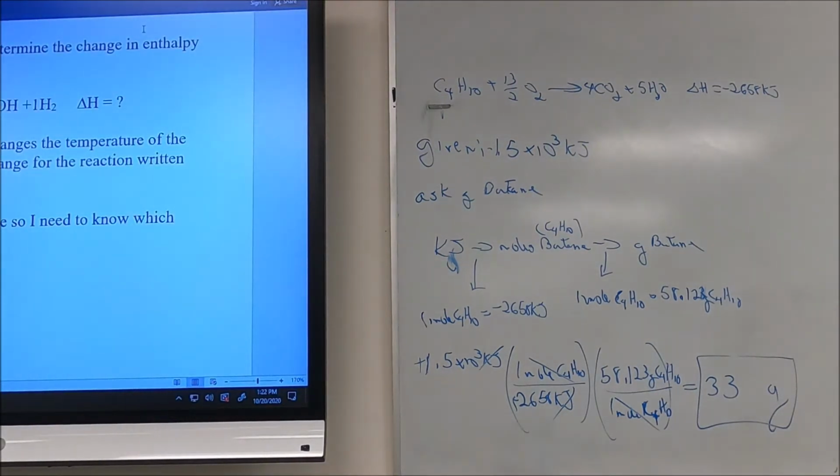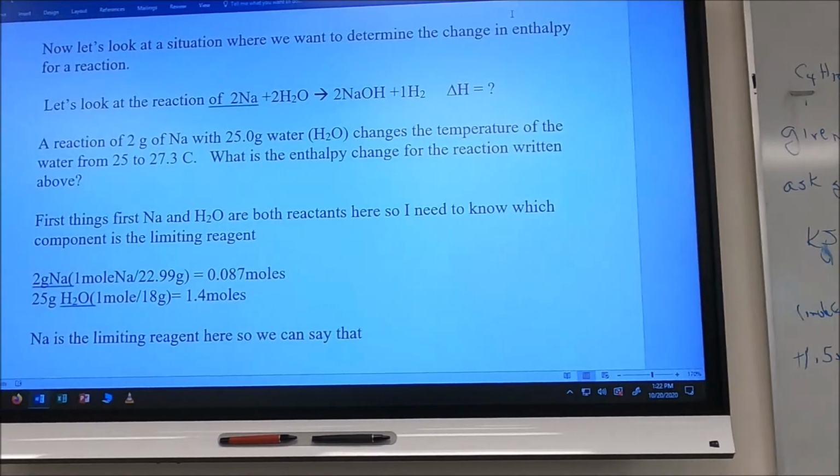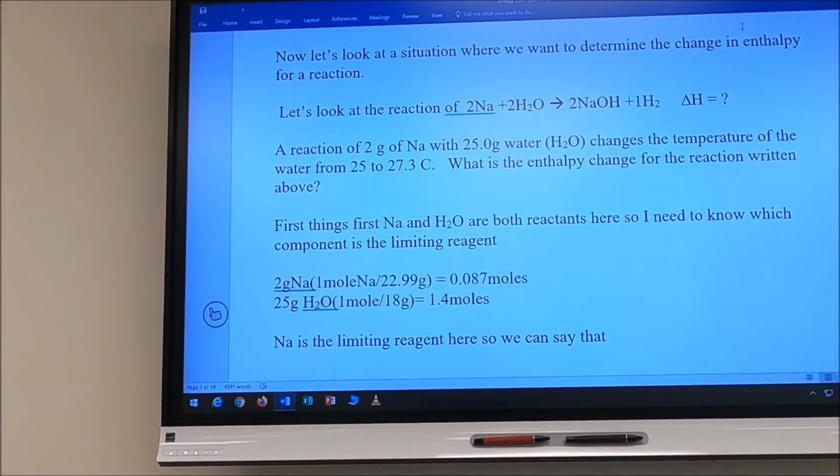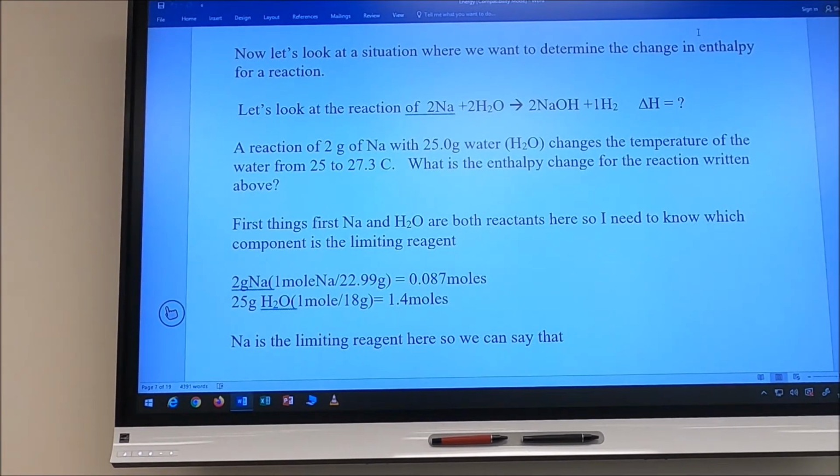Now, this problem is like the one that we worked before this when I was doing Q. Let's look at this. We've got the reaction 2 sodiums plus 2 waters giving us 2 sodium hydroxides and 1 hydrogen gas, and it asks us the delta H for the reaction. And we're given that we have 2 grams of sodium with 25 grams of water, and the temperature of the water changes from 25 degrees to 27.3 degrees. Find the enthalpy change for the reaction written above.